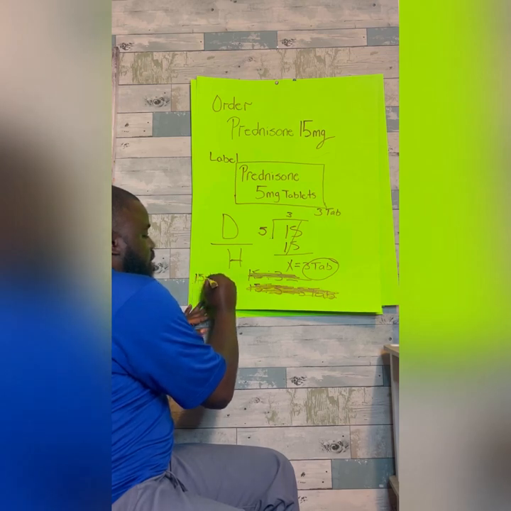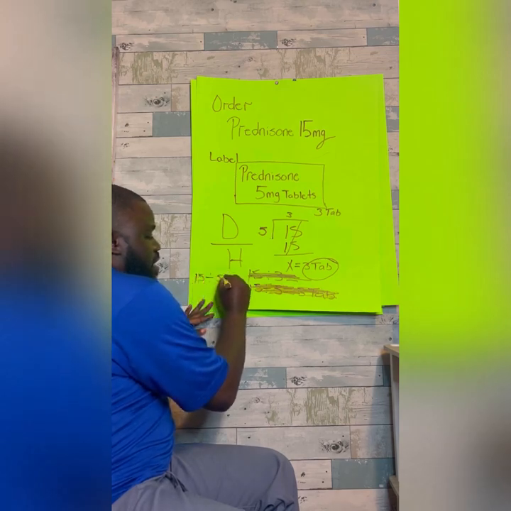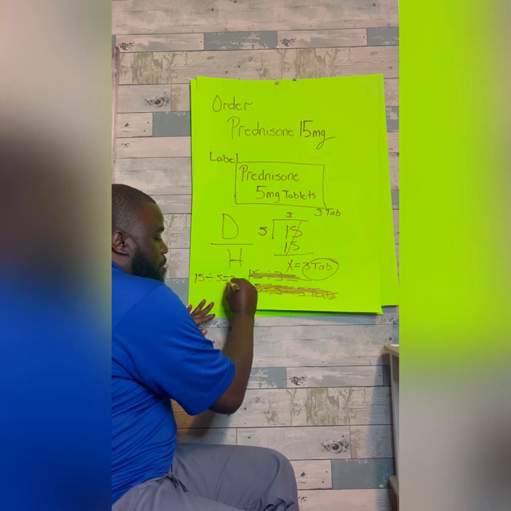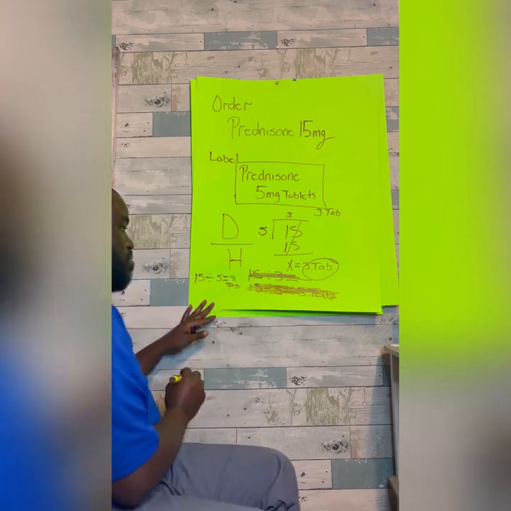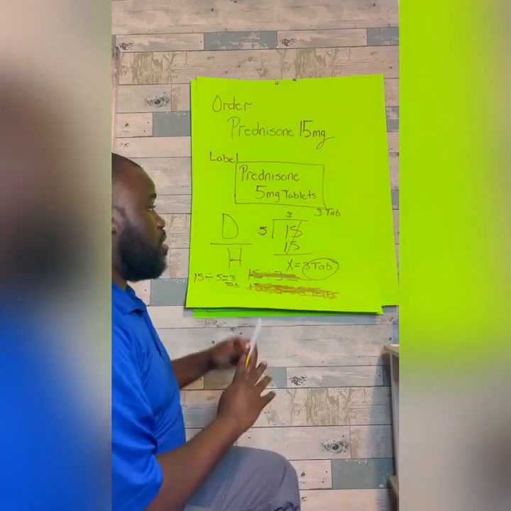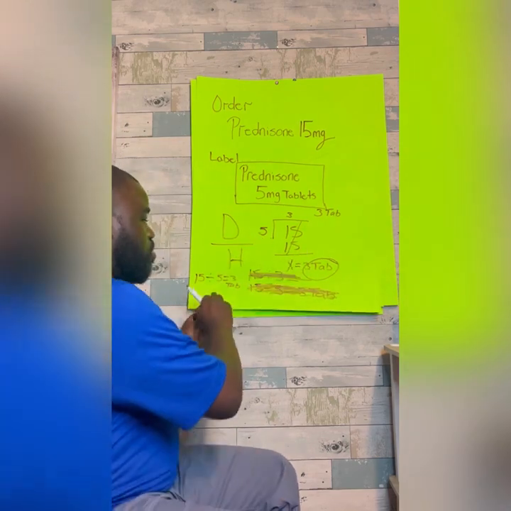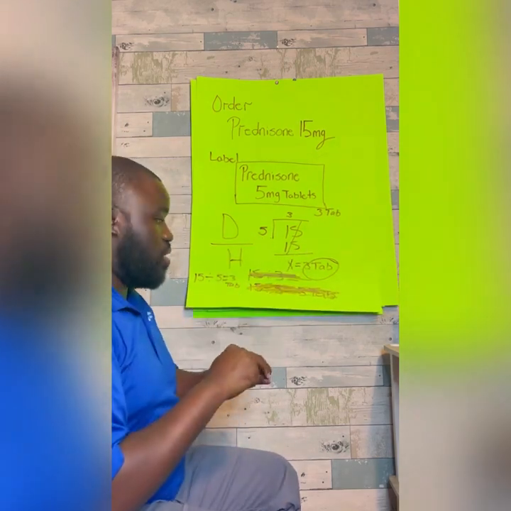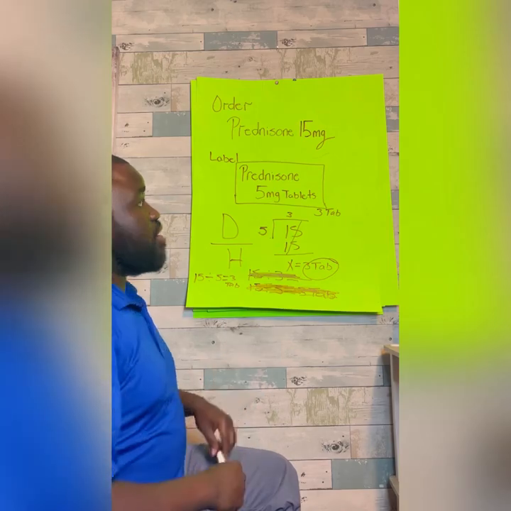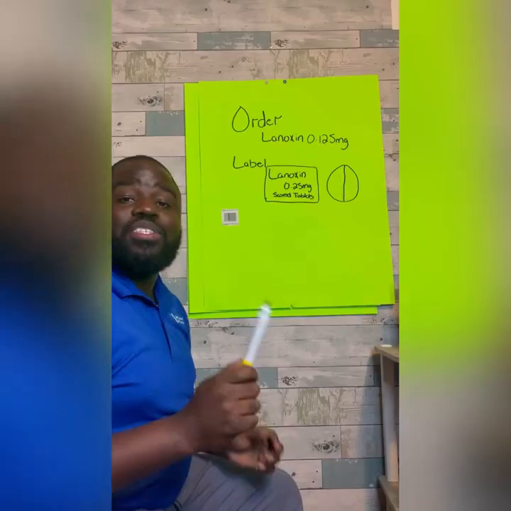15 divided by 5 equals 3 tablets. Okay, either or. You can do it the long division way or you can do it the short way. And we're going to practice more doing both of those. But this is how you would calculate that problem. All right, so let's work on another problem.